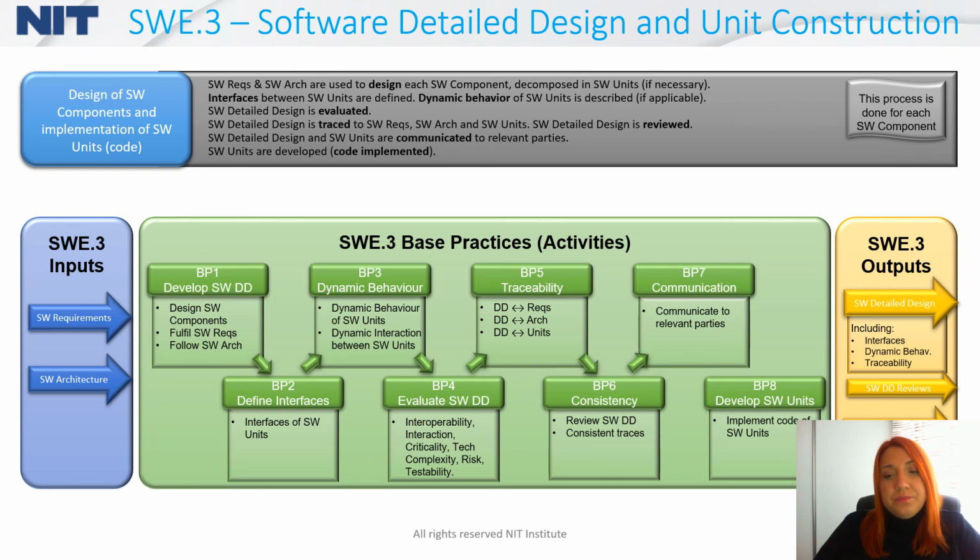Then, through these best practices, we can read that software requirements and software architecture are used to design each software component to decompose in software units, if necessary, of course. This process is done for each software component. Software detail design must be evaluated. It must include interfaces and it must include dynamic behavior description. Also, software detail design must be traceable, as we already mentioned, in all kinds of directions. The software detail design specification or some kind of document must be reviewed, and this is basically related to the BP6 consistency. Software units must be developed in the way that they are really compliant with the software detail design. All those steps are, as I said, part of the 8 base practices.